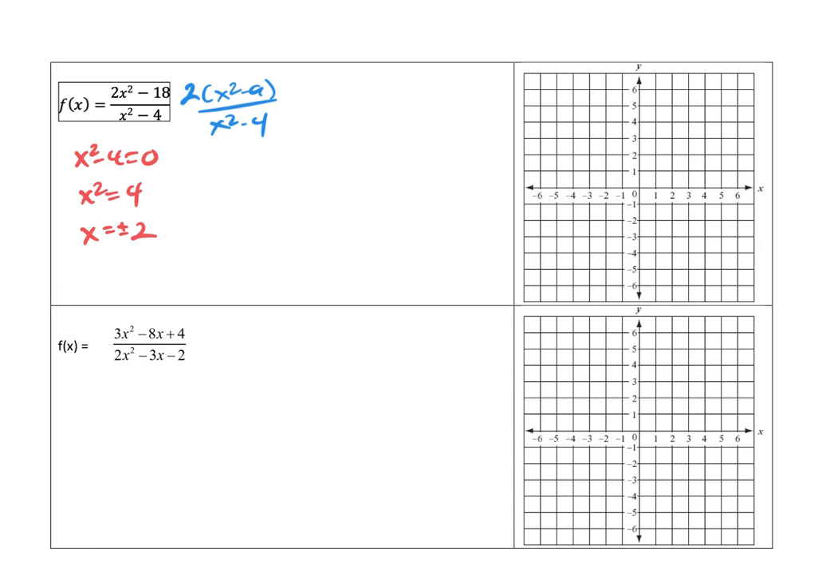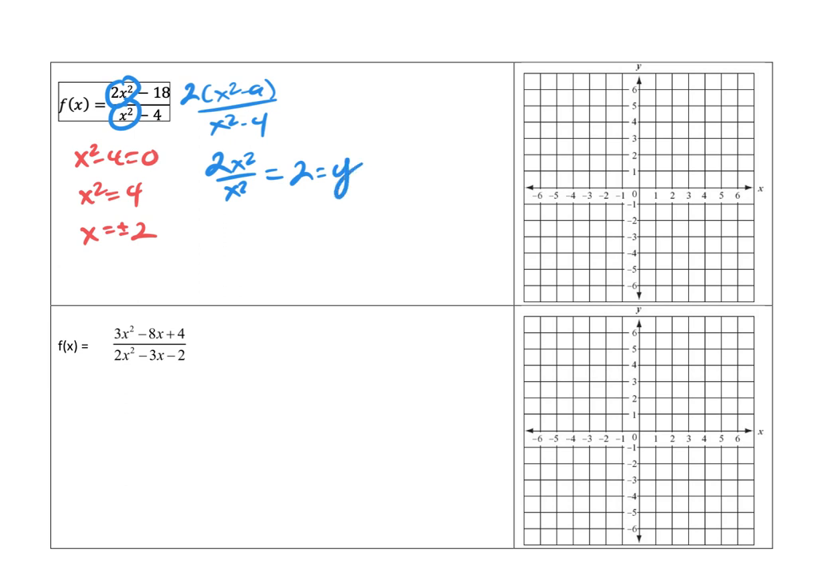I'm also going to go ahead and look for my horizontal asymptote. For that, since nothing canceled, I'm going to go back to my original function here. I have a 2x squared as my biggest term and an x squared as my biggest term for my denominator. So we have 2x squared over x squared, which will simplify to just be 2. And since that's our horizontal asymptote, we have y is equal to 2.